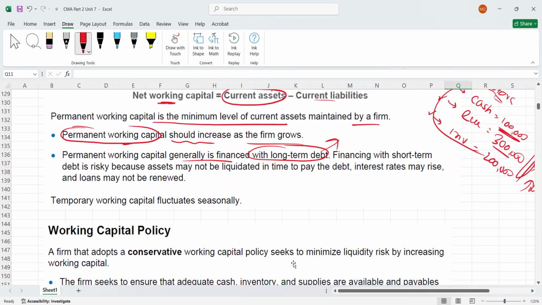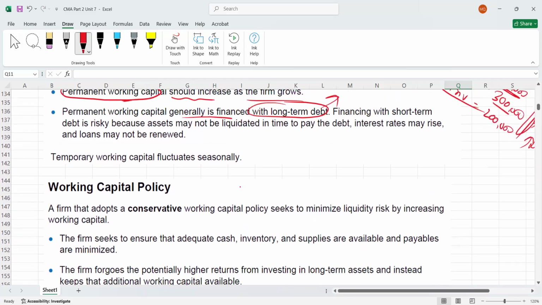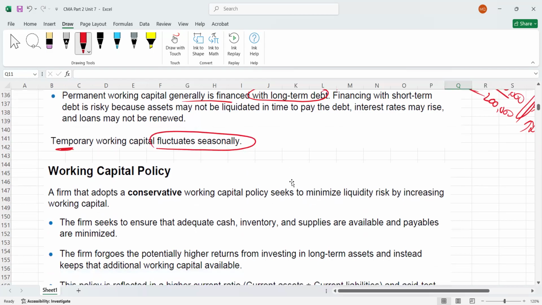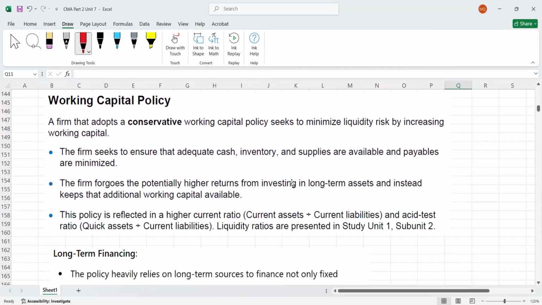So far I have explained what is permanent working capital, temporary working capital, and what is working capital and net working capital. So here we go. And here it is defined: temporary working capital, which fluctuates seasonally. Okay. I hope it is clear. Now, guys, just a few minutes, then we'll practice the questions from these basic ideas. So here we got now working capital policies.